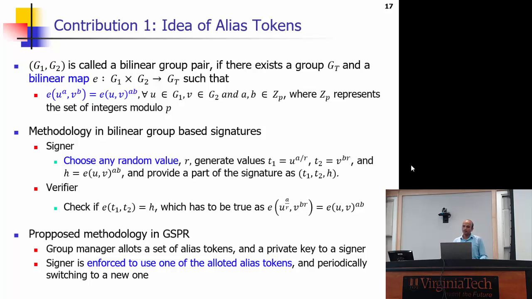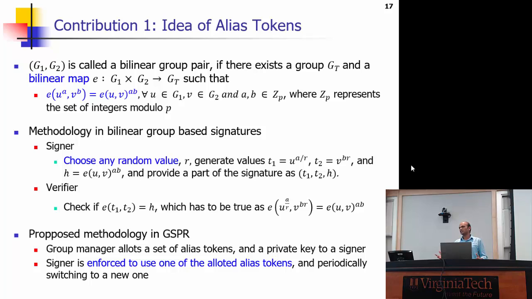I have not put any maths in this whole presentation. This is the only slide with the math. It is just to explain the idea of one of the contributions. Here the basic idea is you define a function called the bilinear map E. What the function does is, if you run that function on u raised to the power a and v raised to the power b, it gives out E of (u, v) raised to the power ab.